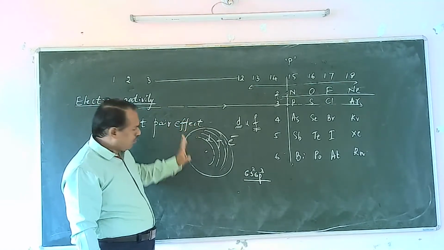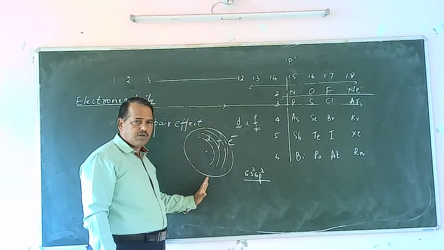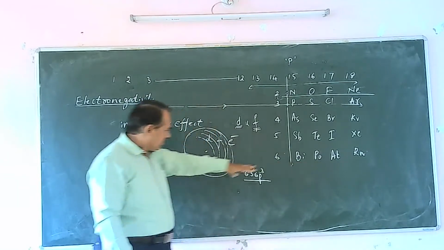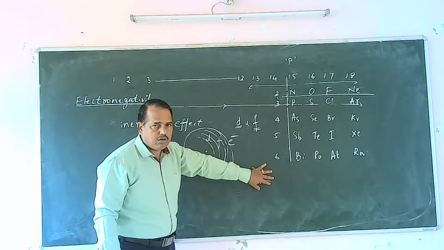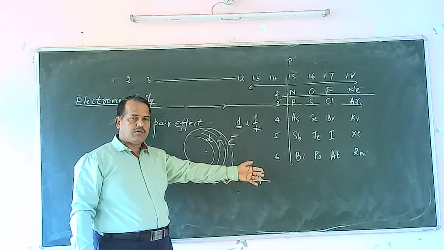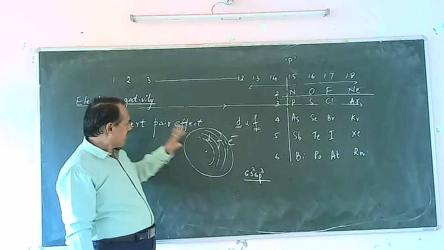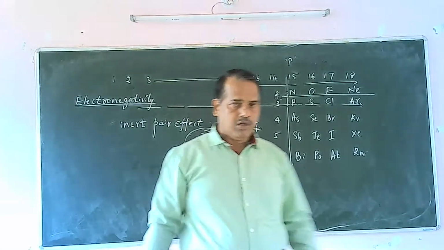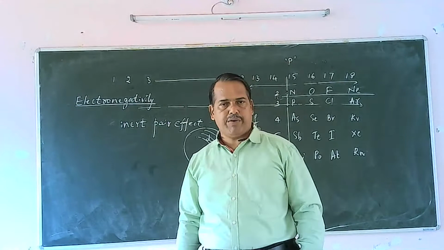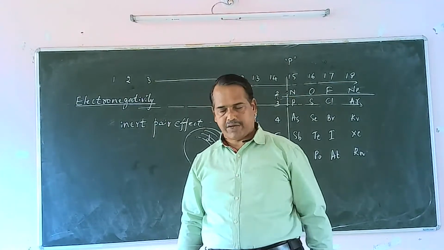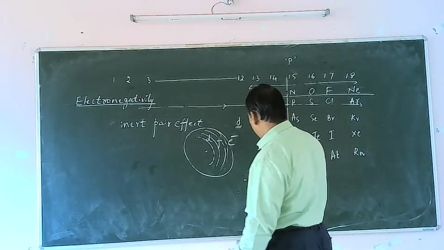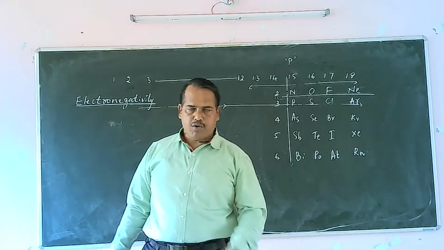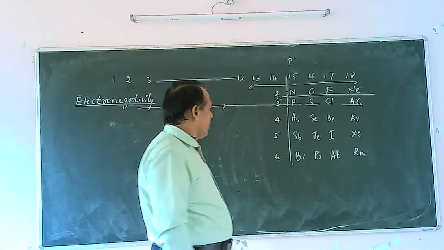Very simple. Due to the presence of inner core electrons in heavier elements as you come down the group, the valence electrons do not participate in bonding. That particular effect is called the inert pair effect. I think you are very clear about the shielding effect, or screening effect, and the inert pair effect. Okay, we shall continue. Therefore, there is a lot of diversity in the properties of p block elements.